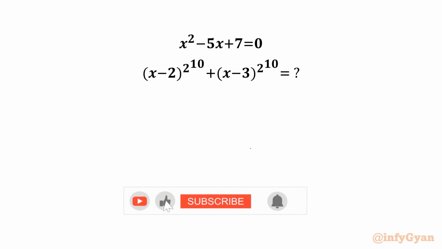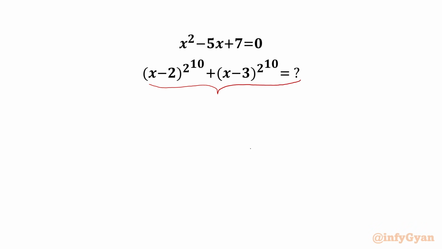Today in this video, we are going to solve another very interesting question from algebra. Here we have one equation x² − 5x + 7 = 0. And it is said to find the value of (x − 2)^(2^10) + (x − 3)^(2^10). So let's get started by writing the required expression equal to E first.